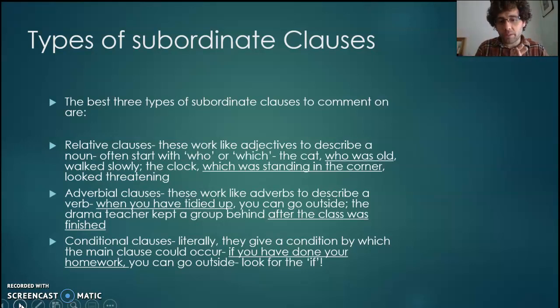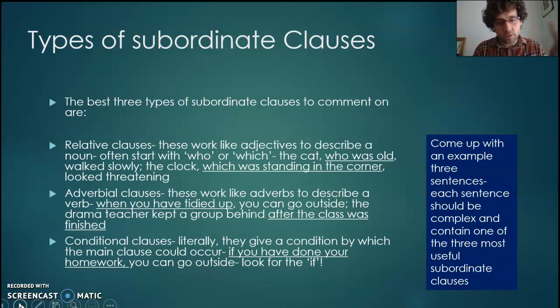Conditional clauses are probably the easiest because they literally give a condition. Look for an if. Okay, if you've done your homework, you can go outside. They'll start with an if because they're giving us a condition by which the main clause can happen. So if you can spot them, identify them straight away, you can talk about those clauses in action. You may at this point want to come up with examples of each type of clause to get your head around it.